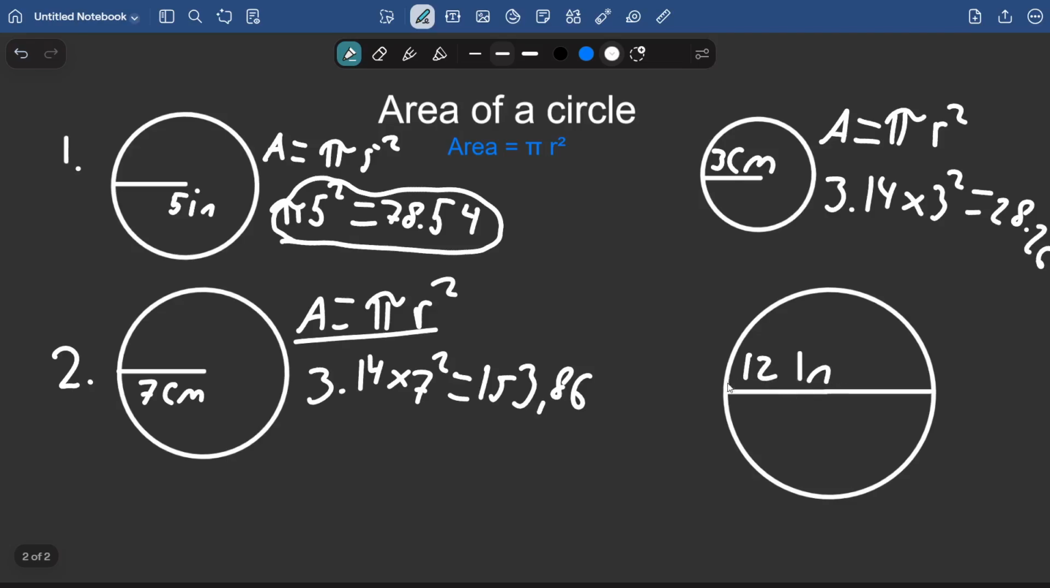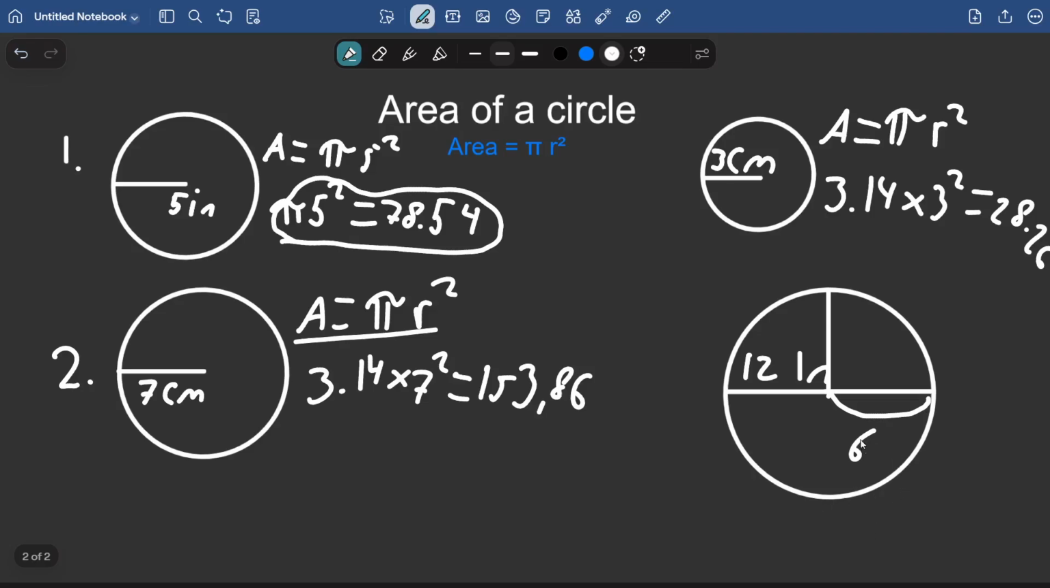So this one is a bit different because they didn't give us the radius. They gave us the diameter of the circle. The radius is exactly in the middle of the diameter, and the diameter here is 12 inches. So 12 divided by 2 will get you 6. So this half of the circle is 6.